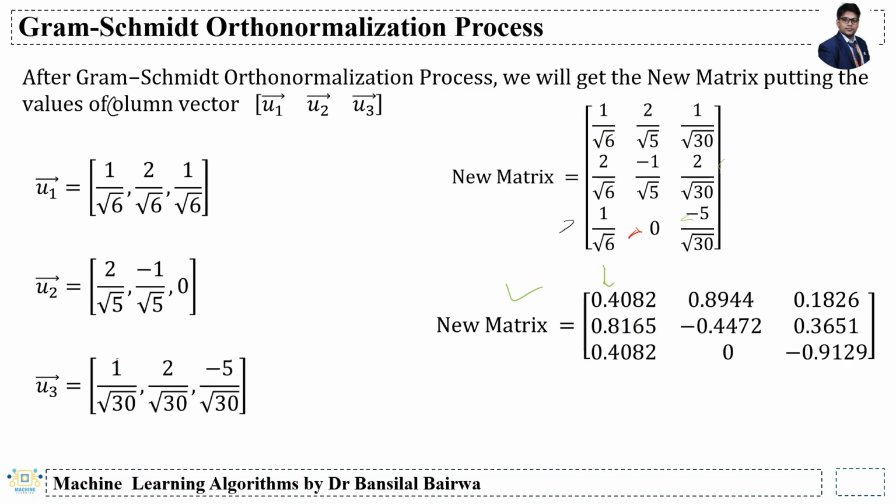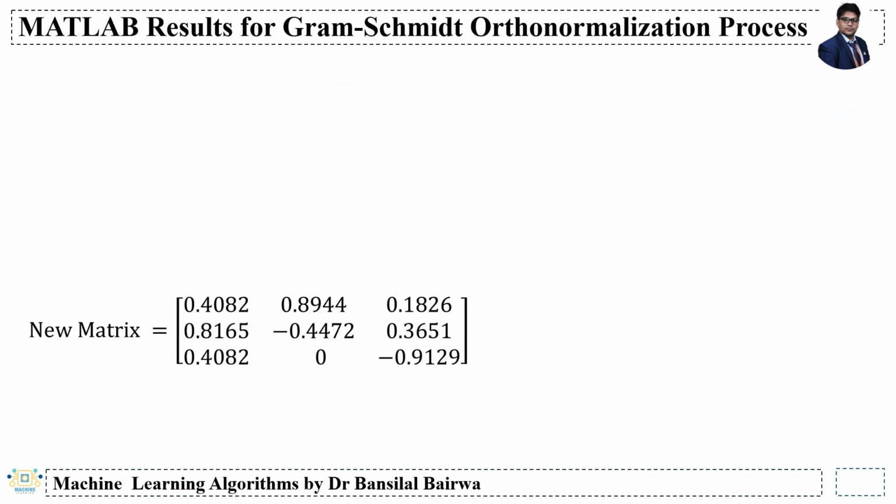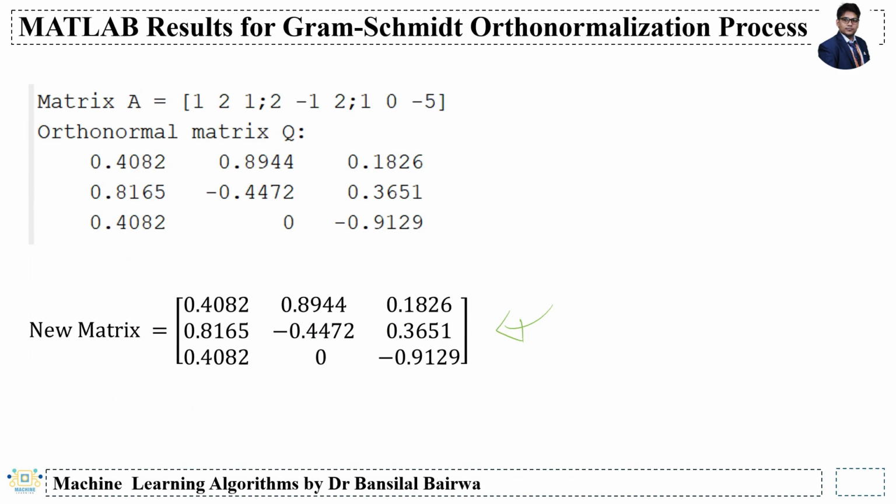So I have written one MATLAB code, and you can see this is the MATLAB code. So here, what we calculated is our new matrix. This matrix we have to compare with our simulation, meaning the coding result. So here you can see this is the MATLAB result, and this is matching: 0.4082, 0.8165, 0.4082. So our MATLAB code is correct, and our solution is also correct, there is no doubt.